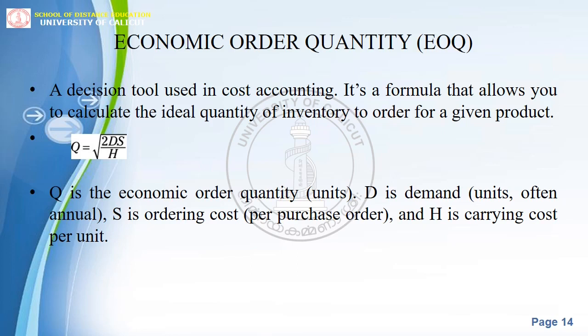The economic order quantity formula is as given. Q stands for economic order quantity in units, D stands for annual units, S stands for ordering cost per purchase order, and H stands for carrying cost per unit.